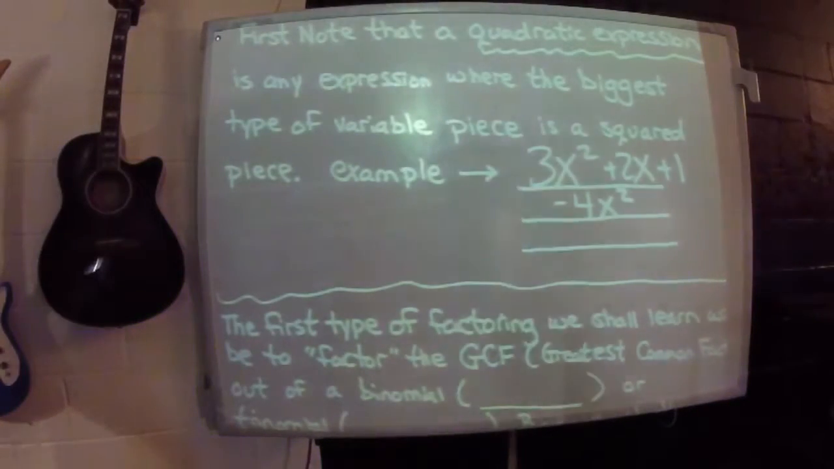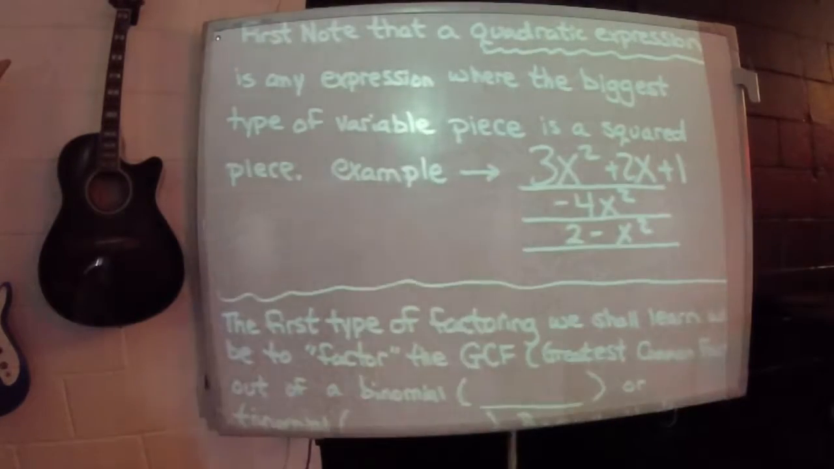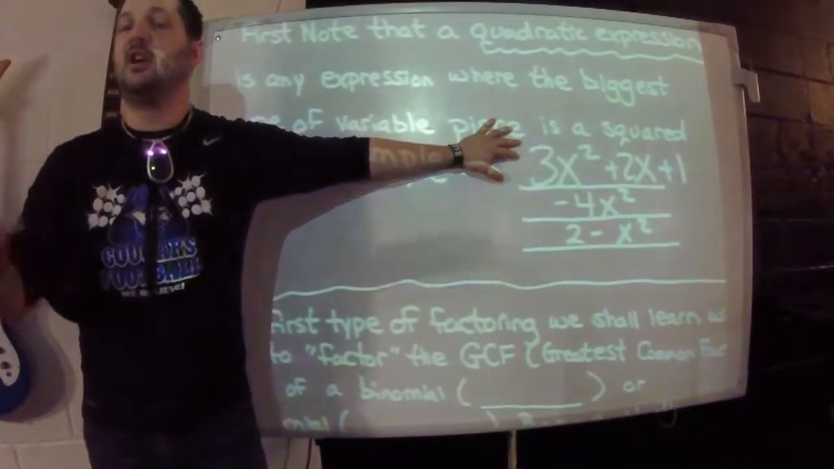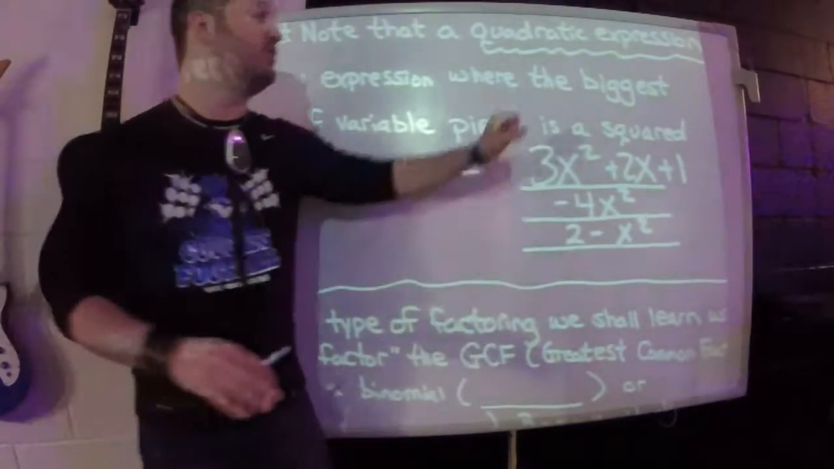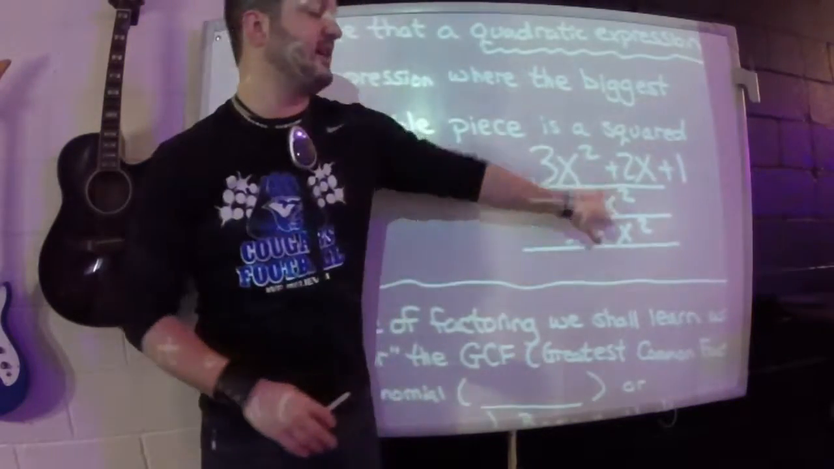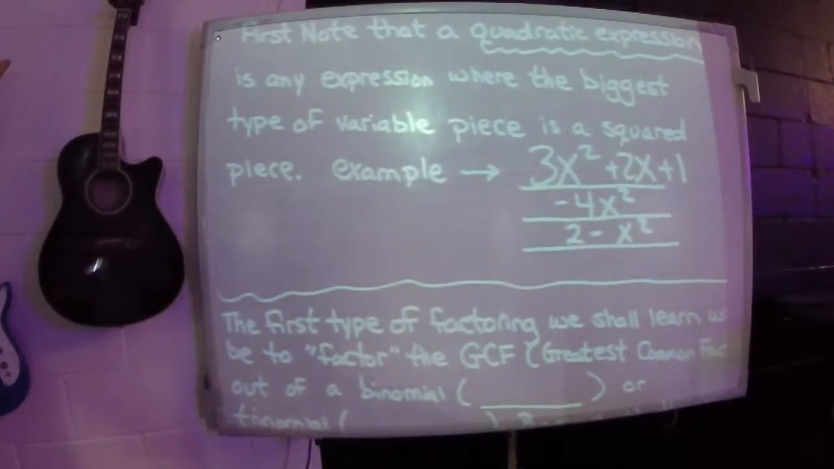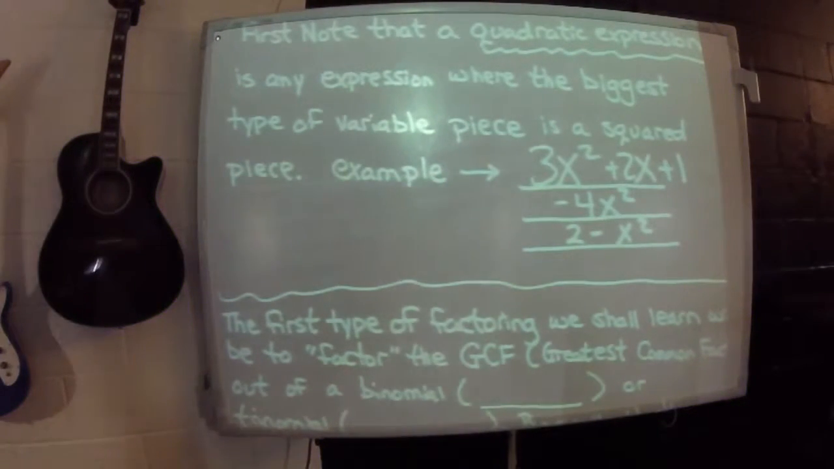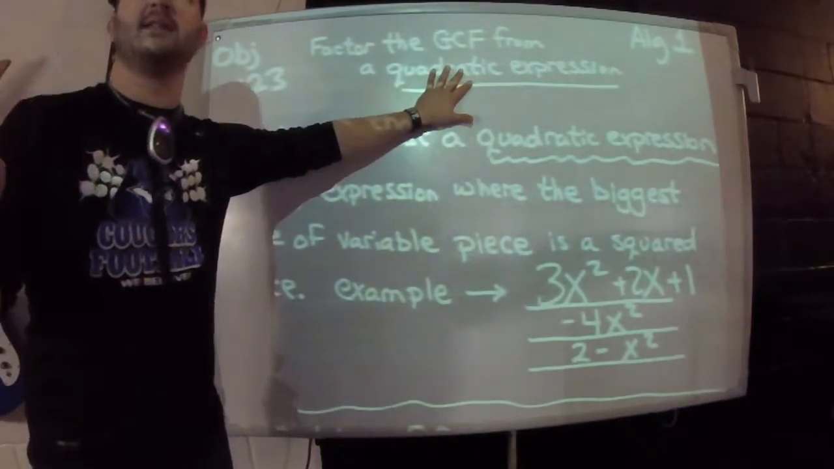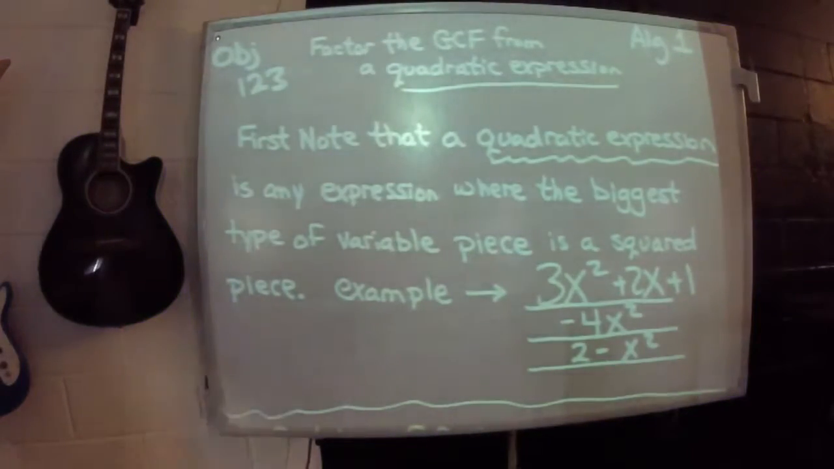Or it could be minus x squared. Anything, as long as that's the biggest type of piece. You don't have any x cubed, x to the 4th, x to the 5th, but you do have an x squared. You could have an x and a number, or just an x squared, or a number and an x squared. Just no x cubed, x to the 4th, or x to the 5th. That's what a quadratic is. So when we talk about factoring the GCF out of a quadratic expression, expect that when you're working these problems, you will have a piece that has x squared on it.